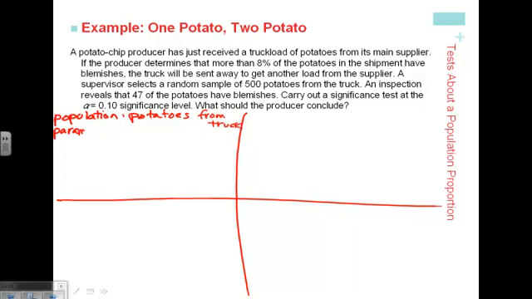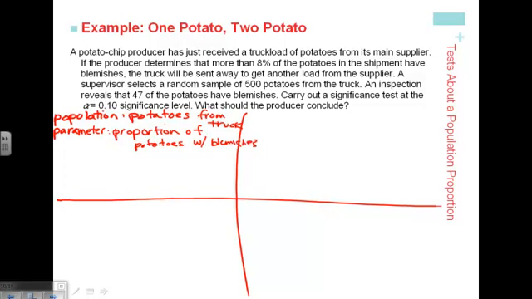Potatoes in the truck. What's our parameter of interest? And I'll give you a hint. Potatoes with blemishes. Say that again one more time. Potatoes with blemishes. We need one more word. Take a look at your scaffolding sheet. What's the word that follows parameter colon? Proportion. We have to say how we're measuring it: the proportion of potatoes with blemishes.